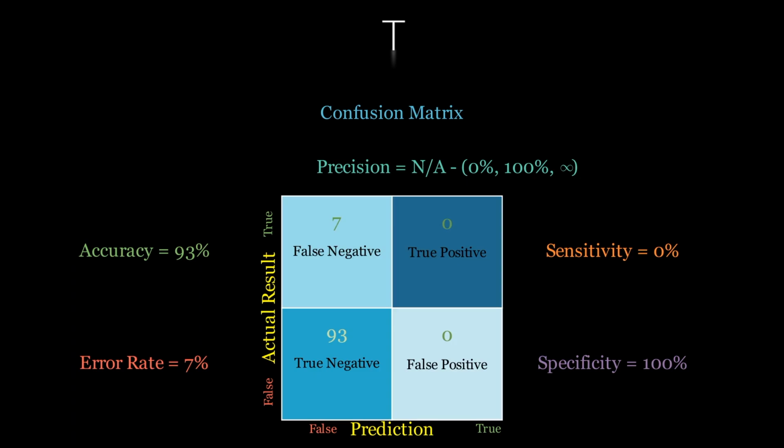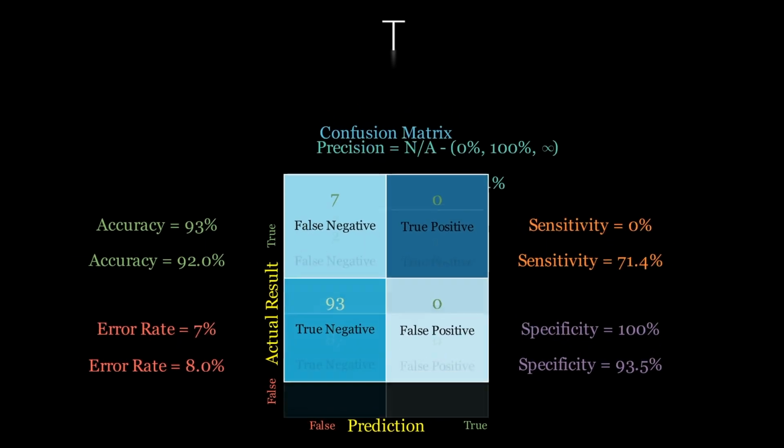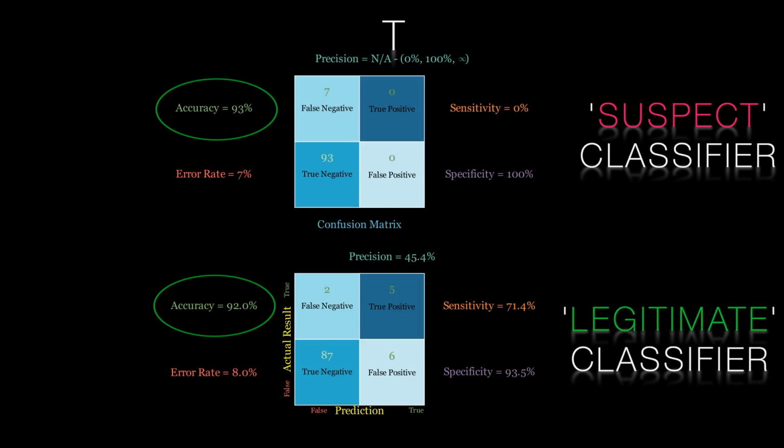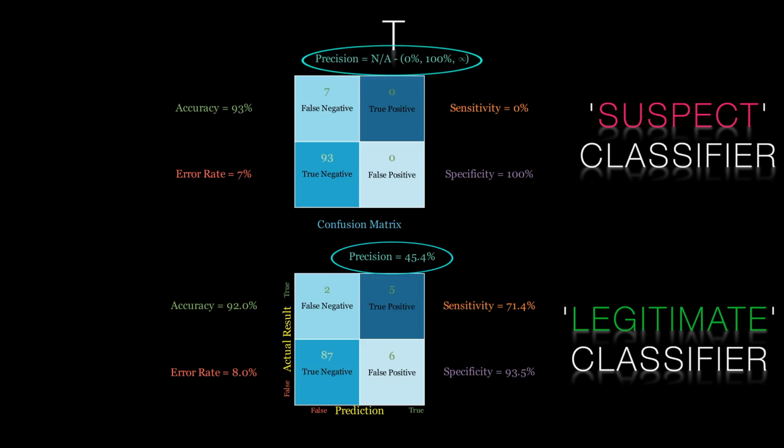If we instead look at a more plausible example that correctly predicts 5 of the 7 defaulted loans, as well as 87 of the 93 repaid loans, we get this picture. Note that the accuracy is not as high, it's only 92%, but this is bolstered by a sensitivity score of 71.4%, as 5 of our total of 7 defaulted loans have been correctly predicted, as well as a precision of 45.4%, reflecting the fact that 5 of our 11 predicted defaults were correct.